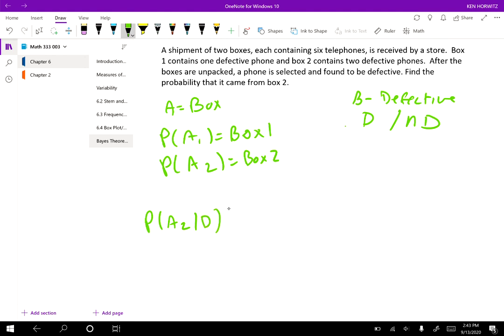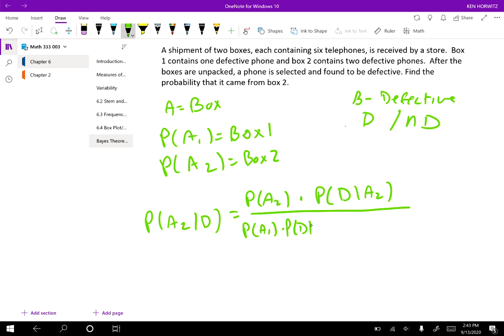was defective. So utilizing our formula from the previous, we can start filling in some of these and say the probability we came from box 2 times the probability that we were defective given that we came from box 2, over the probability that we came from box 1 times the probability of being defective given that we've come from box 1, plus probability that we came from box 2 times the probability that we were defective given that we came from box 2.